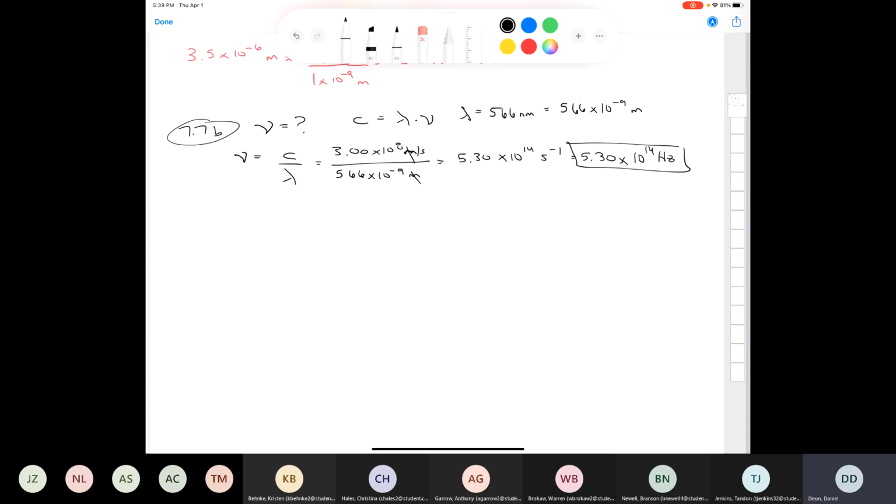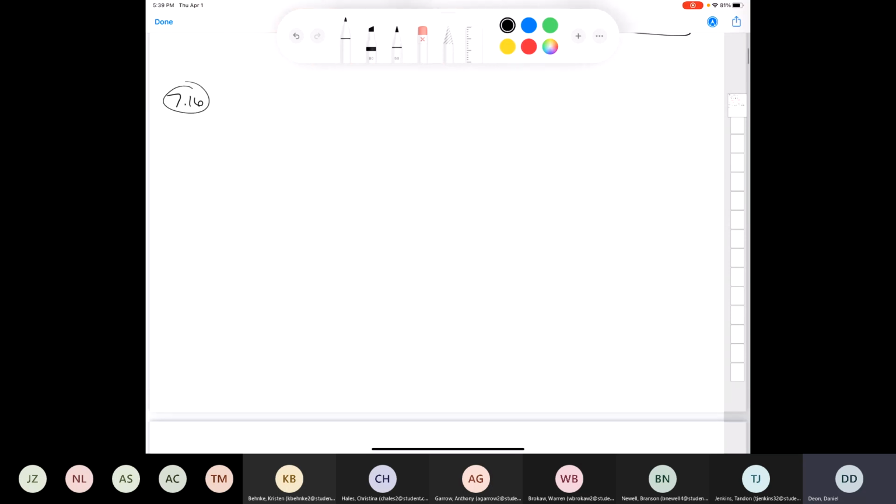Let's try question 7.16. So if you have your book, we're going to go over to question 7.16 from our textbook. It says the blue color of the sky results from the scattering of sunlight by air molecules. The blue light has a frequency, nu, which is 7.5 times 10 to the power of 14 hertz. And it says, A, calculate the wavelength in nanometers. And then it asks us to calculate the energy in joules of a single photon associated with this frequency.